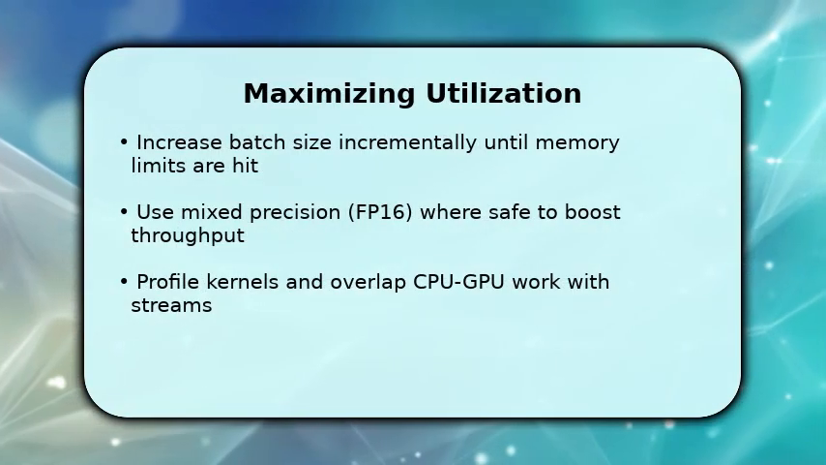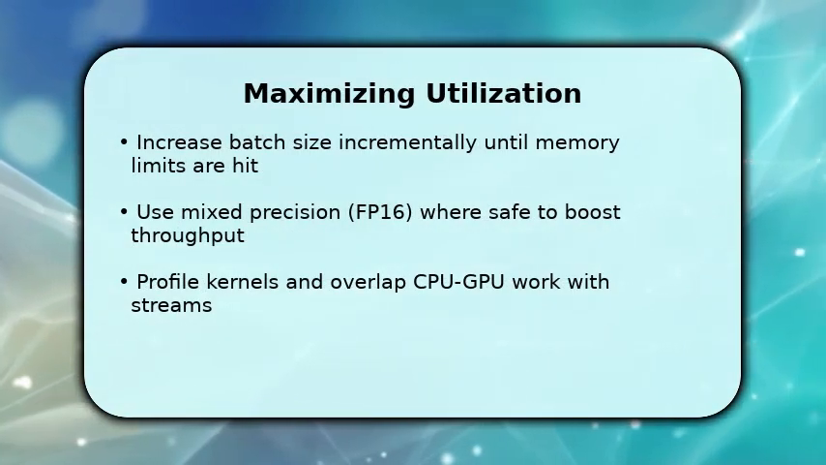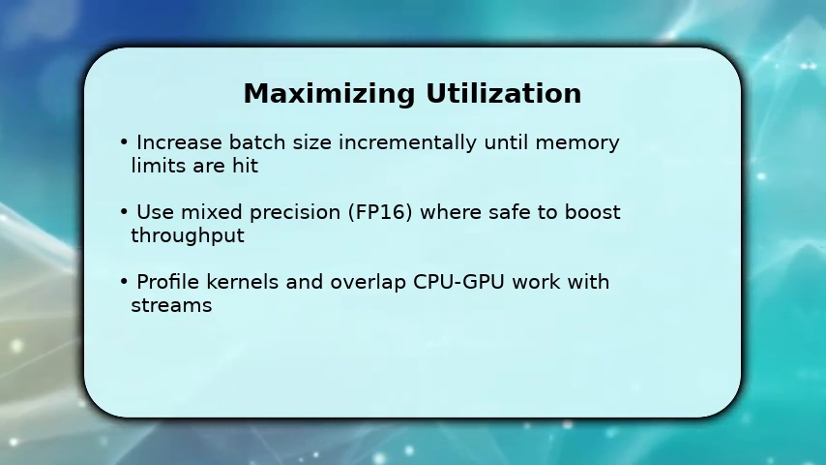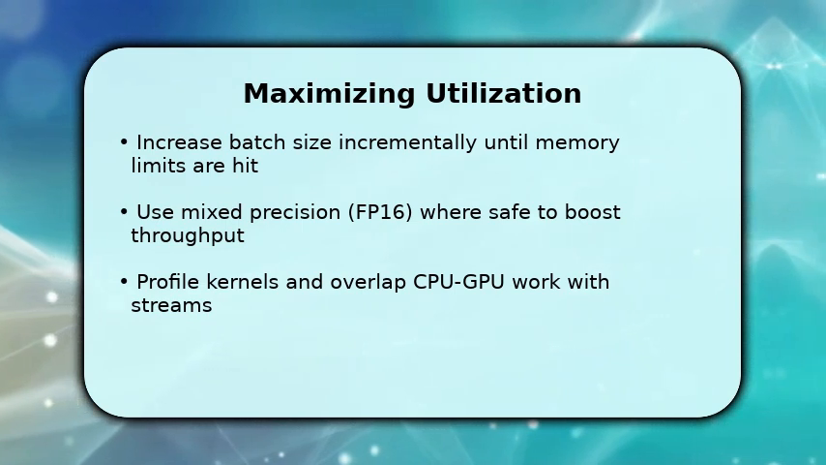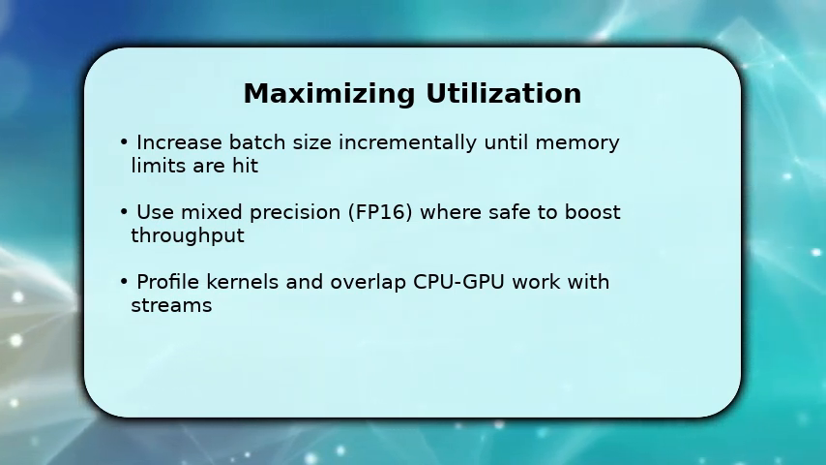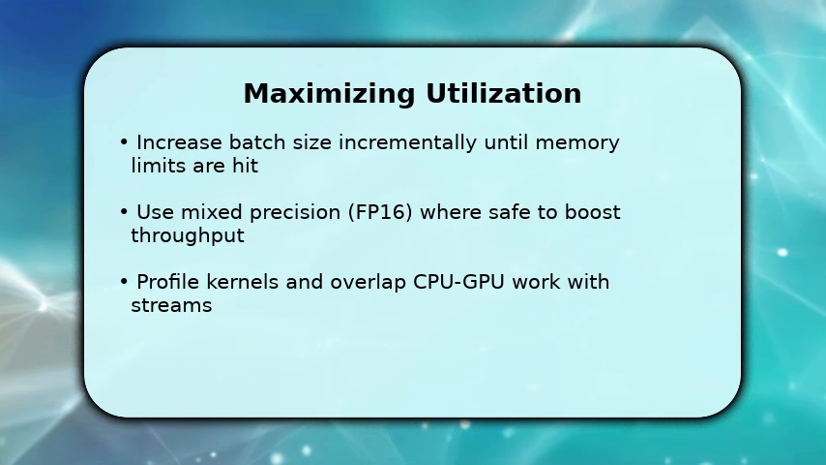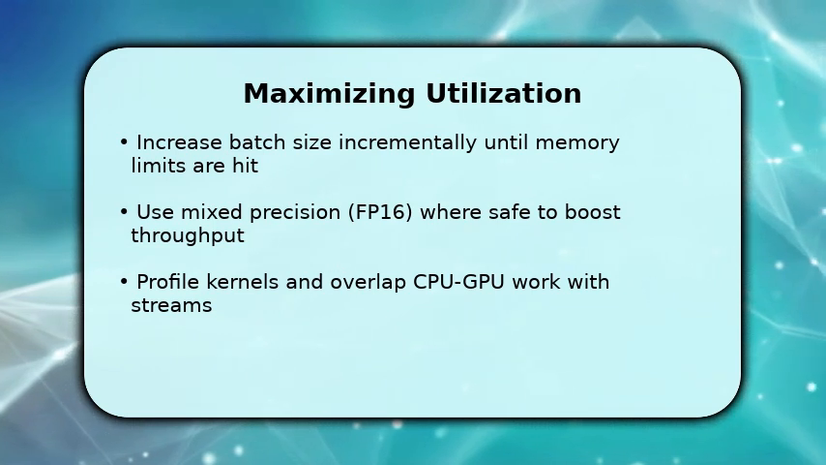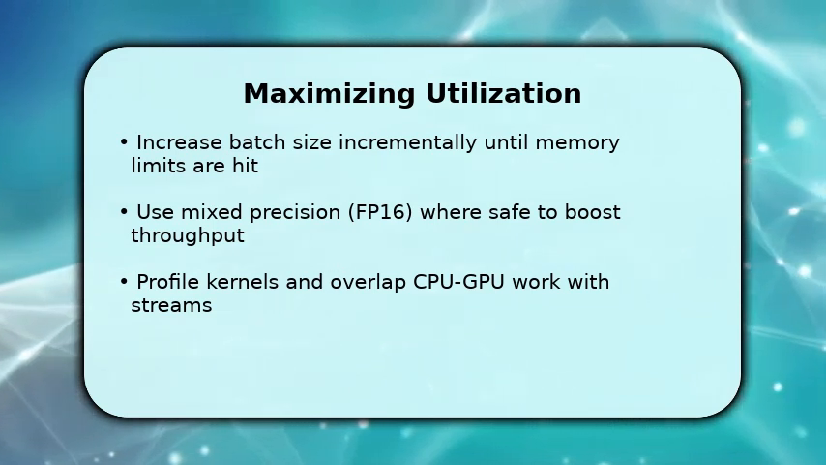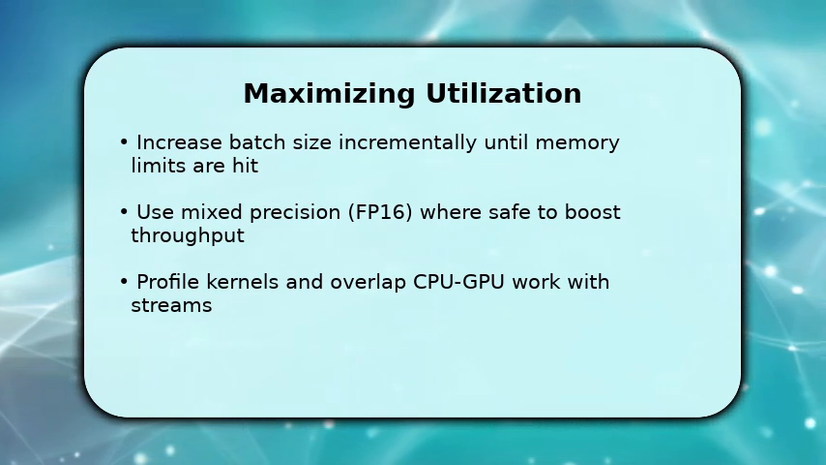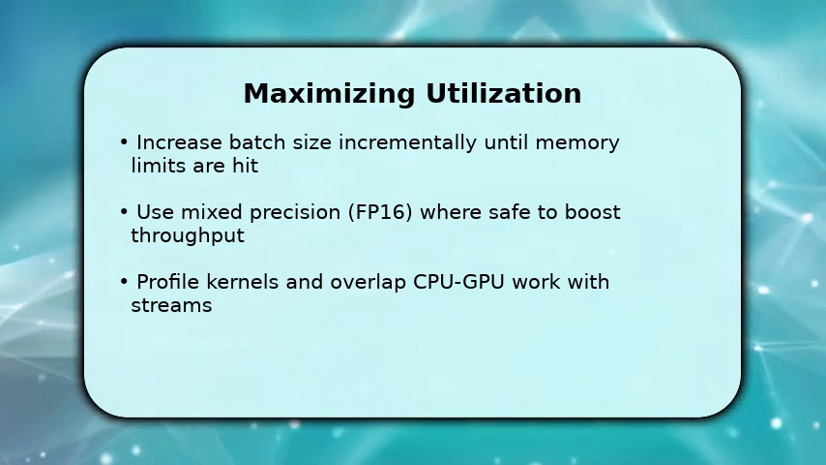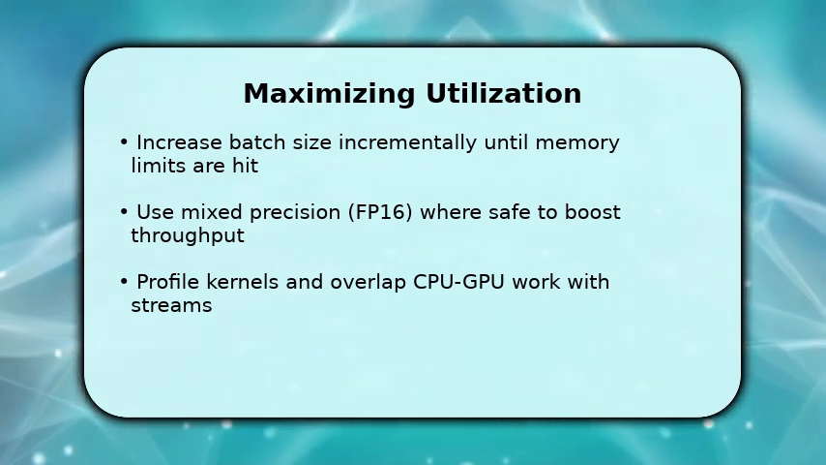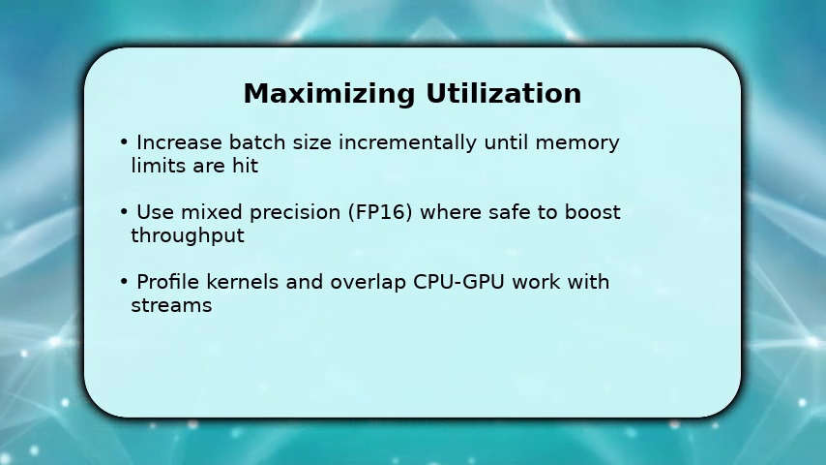You now focus on execution details that drive utilization. Gradually increase batch size until you approach memory limits so GPU kernels stay busy. Use mixed precision when your model tolerates it. FP16 often yields large throughput gains. Profile the workload to find kernel bottlenecks, and then overlap host preprocessing with GPU execution using streams or async transfers. Make sure to pin host memory and tune data loaders to avoid stalls, because sustained utilization is as much about feeding the GPU as it is about fast kernels.